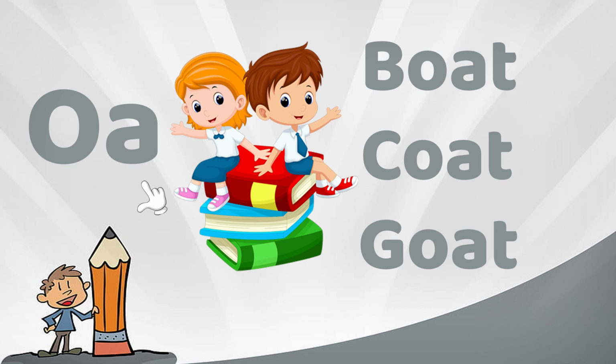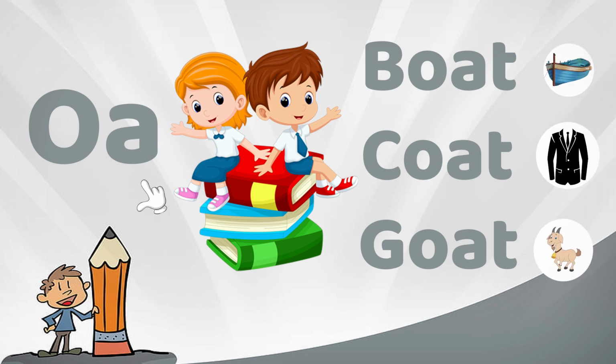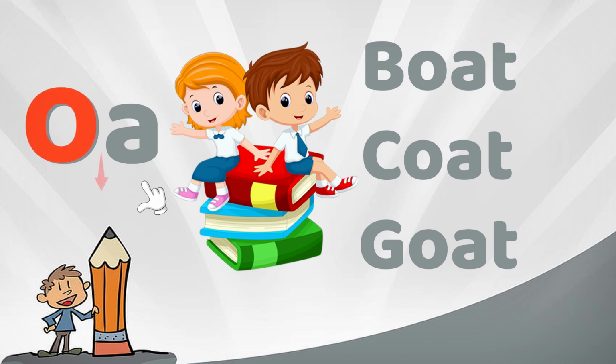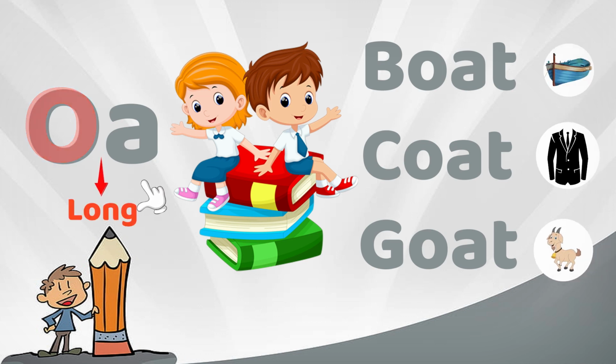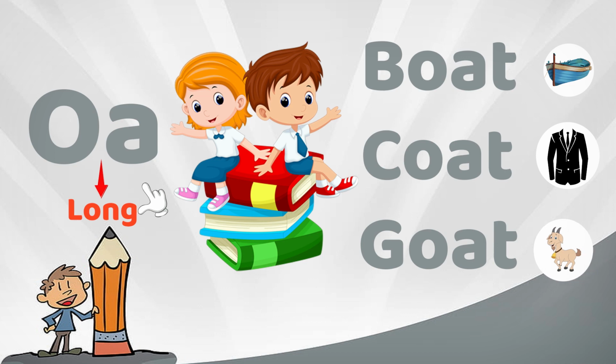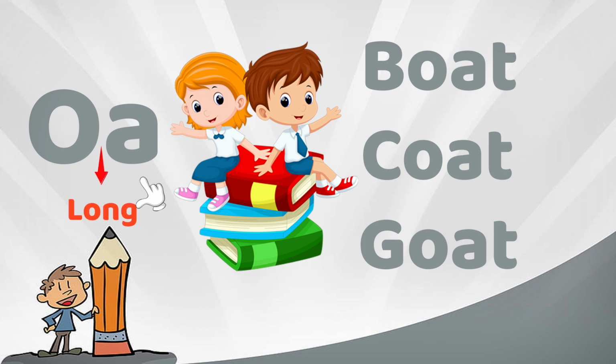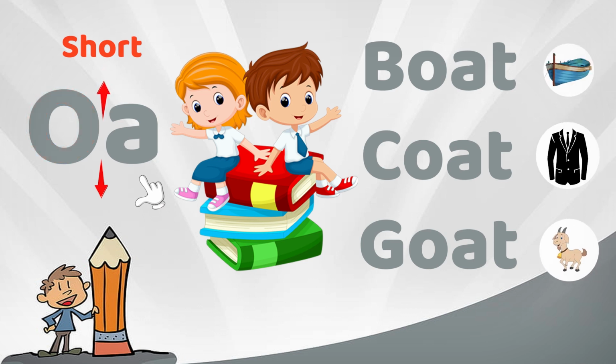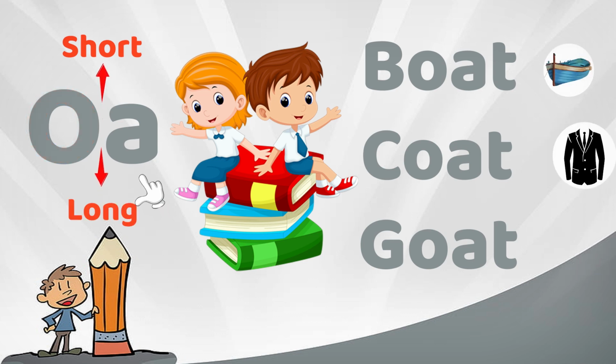When O and A come together, in this condition our O becomes long. We all now know what the long sound of O is. Whenever we are talking about the long sound of a vowel, we have to say its name. So what is the long sound of O? It is "O". What is the short sound of O? We all know what the short sound of O is. It is "o". But in this condition, it will not make the short sound. It will make the long sound.